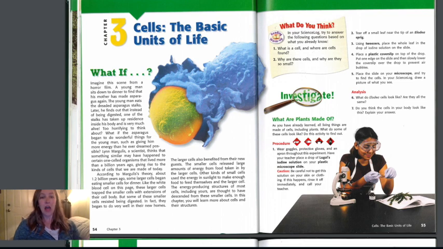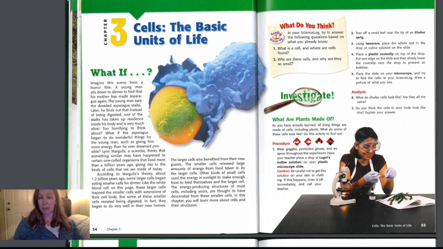According to Margulis' theory, about 1.2 billion years ago, some larger cells began eating smaller cells for dinner. Like the white blood cell on this page, the larger cells trap the smaller cells with extensions of their cell body. But some of these smaller cells resisted being digested. In fact, they began to do very well in their new homes. The larger cells also benefited from their new guests. The smaller cells released large amounts of energy from food taken by the larger cells. Other kinds of small cells used the energy and sunlight to make enough food to feed themselves and the larger cell. The energy-producing structures of most cells, including yours, are thought to have descended from these smaller cells. In this chapter, you will learn more about cells and their structures.